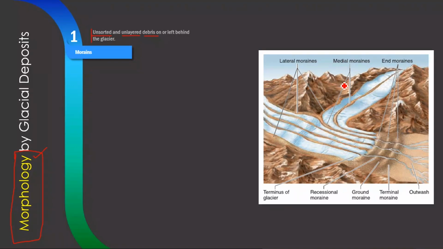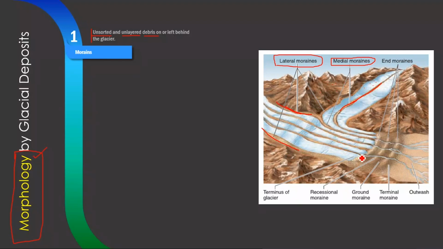Debris means sediments. So whatever grains or rocks are carried by these glaciers, some of the things will be deposited in the middle of the glacial flow, and we call it medial moraines. Some of the things will be deposited at the sides, at the periphery or the boundary of the glacier. We call it lateral moraines.